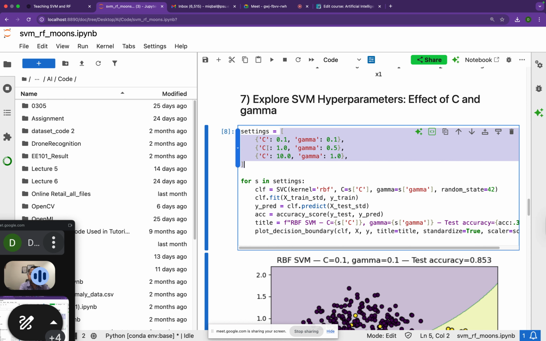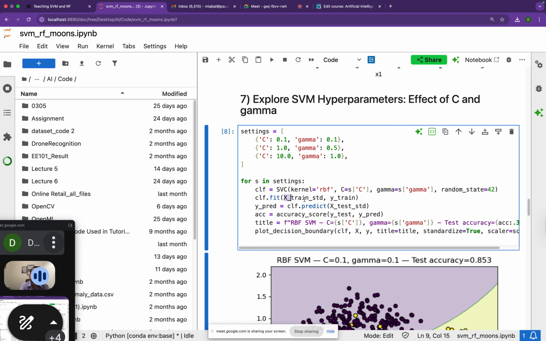The first time the loop runs through this setting, it's going to pick the C value and gamma value, both values, and set C to 0.1 and gamma to 0.1. Then this is how you call the SVC algorithm, and you pass random state, which you keep at 42. We discussed that previously as well.